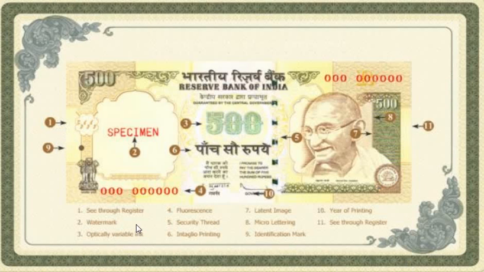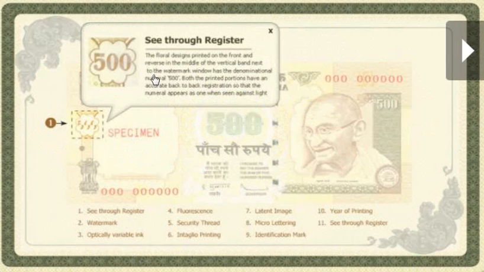See through register watermark, and this area. See this one by one, I will show these images. This is the first one, see through register, this is called.